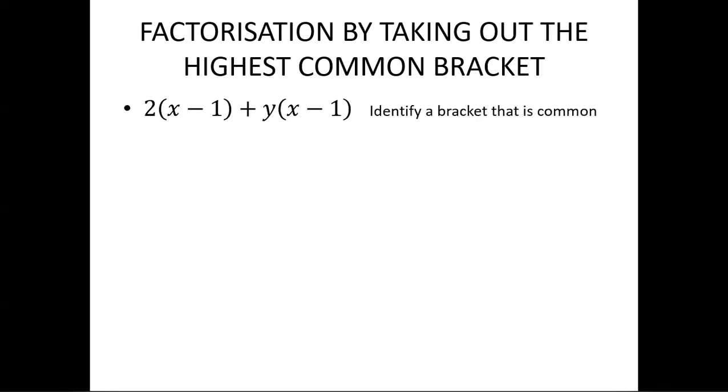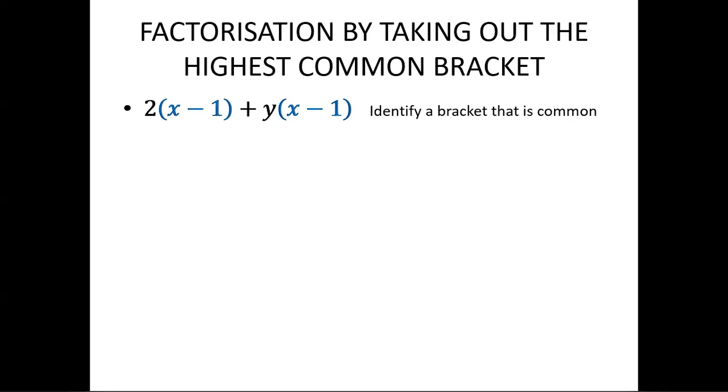Okay, now here it is. Please note that we have two brackets here, which is x minus 1, which is multiplied by 2, and x minus 1, which is multiplied by y. In between, we have a plus sign. So identify a common bracket and highlight it. The common bracket here will be x minus 1.